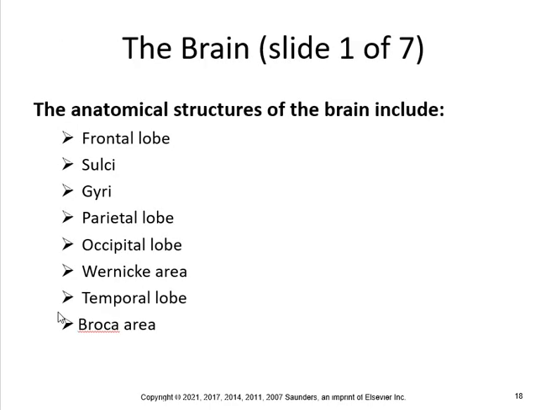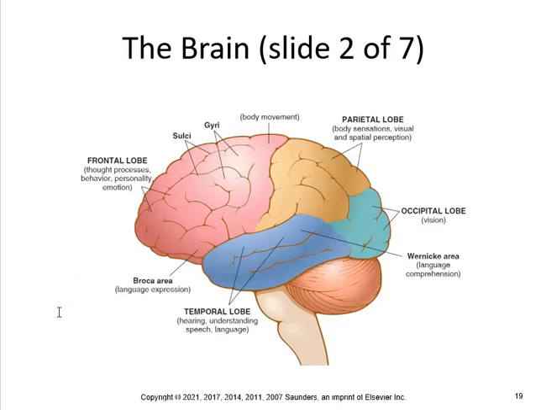All right, let's take a brief tour of the brain. The anatomical structures of the brain include the frontal lobe, the sulci, which are the depressions, the gyri, which are the bumps, parietal lobe, occipital lobe, Wernicke area, temporal lobe, and Broca's area. So if you look at here, what does the frontal lobe do? Well, first of all, the brain is divided into right and left hemispheres. Okay, so here's the frontal lobe, here's the temporal lobe, here's the occipital lobe, and here's the parietal lobe. So the frontal lobe does thought processes, behavior, personality, emotion, some motor control.